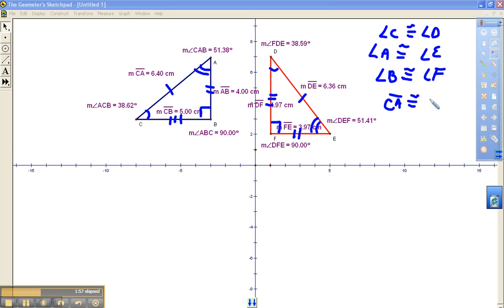We have segment BC congruent to segment DF. And lastly, we have segment AB congruent to segment EF.